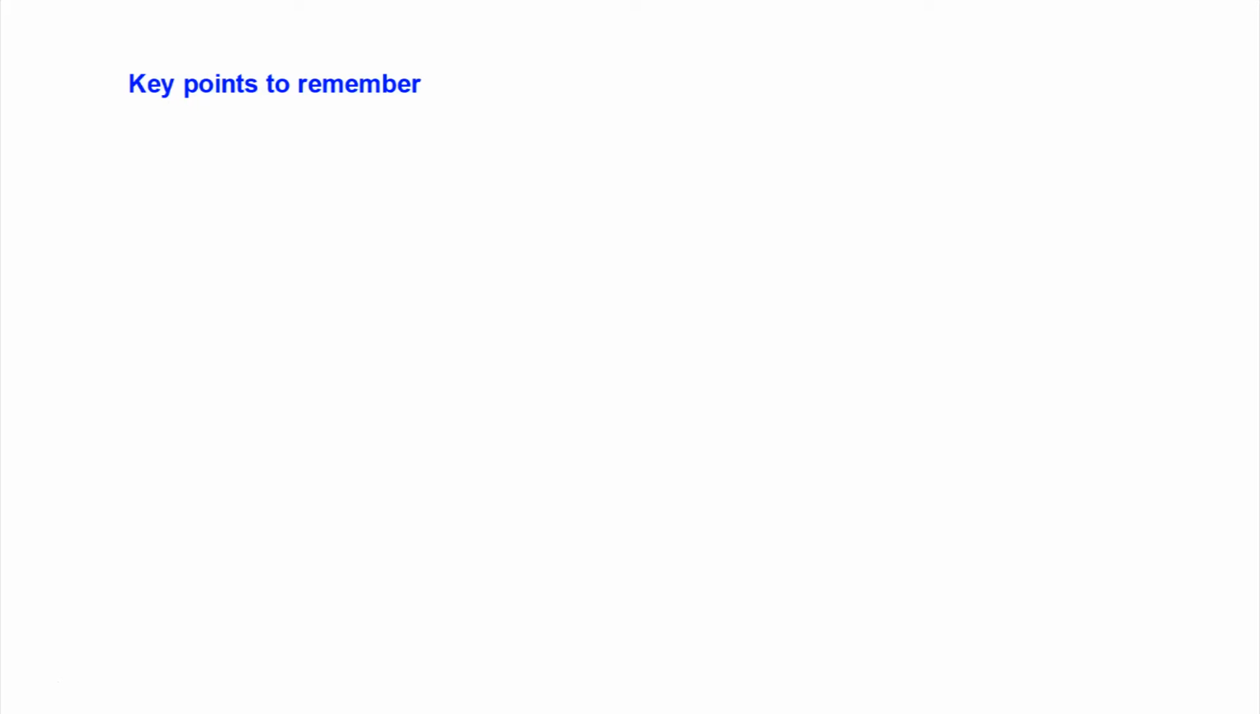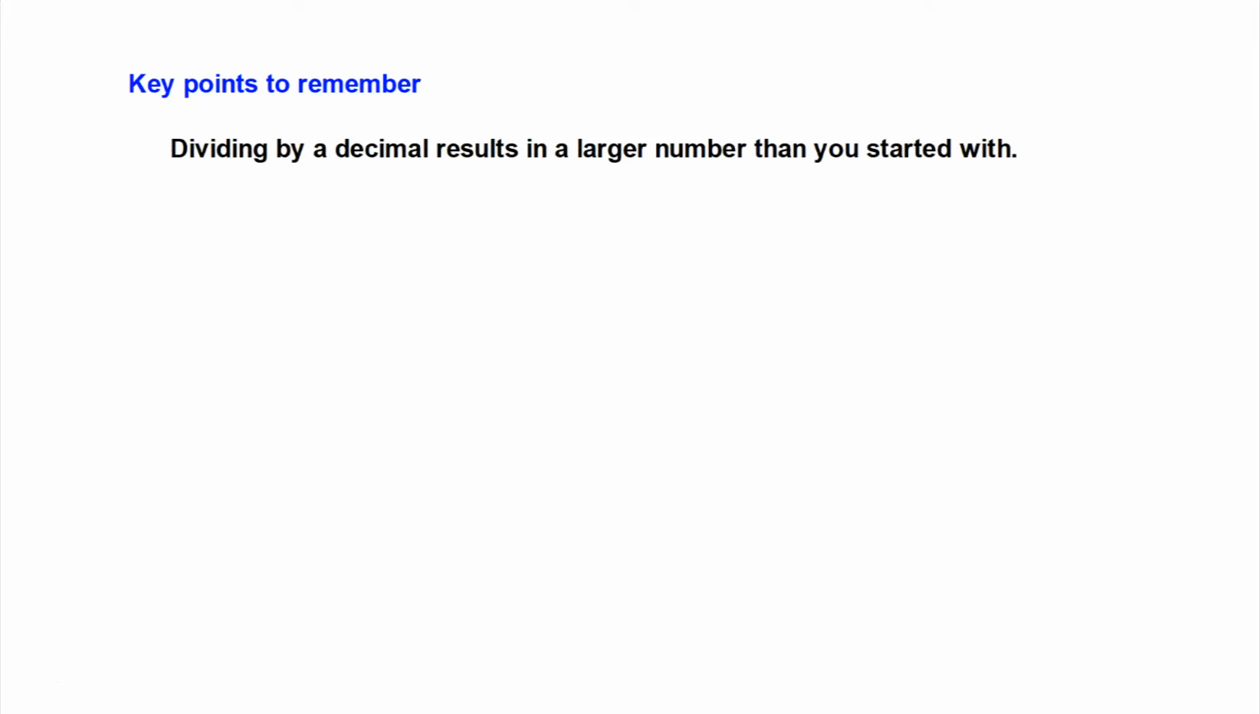Here are some key points to remember. Dividing by a decimal results in a larger number than you started with. This is kind of counterintuitive because normally when we divide whole numbers by other whole numbers, we get smaller numbers at the other end. But when you're dividing by a decimal, by something less than 1, you will get a bigger number out the other side.